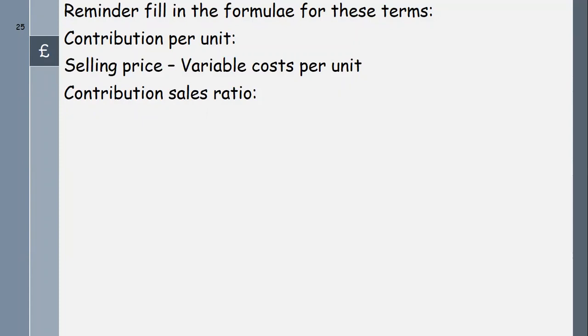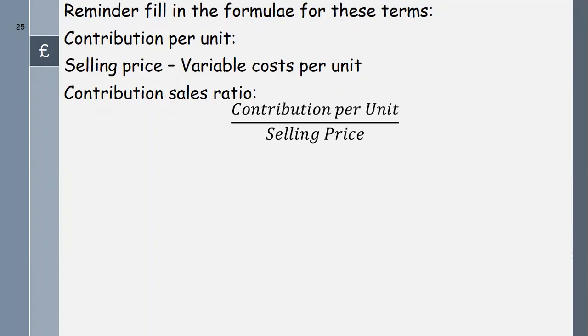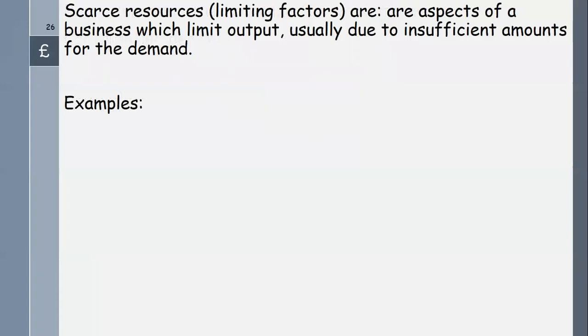And see if you can remember the contribution sales ratio. It's the contribution per unit divided by the selling price. Okay, so like I just said, scarce resources, which we can also call limiting factors, are the aspects of a business which limit output, and that's usually due to insufficient amounts for the demand. So all that means is we haven't got enough of a resource to produce all the units we want to produce. So we might have to prioritize different products, and we'll look at how we decide which ones to prioritize.